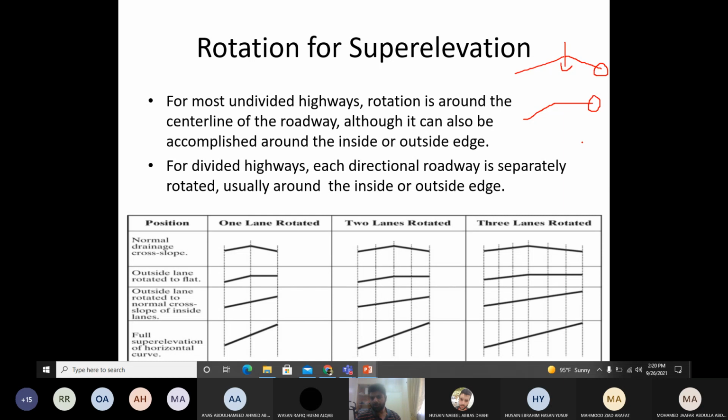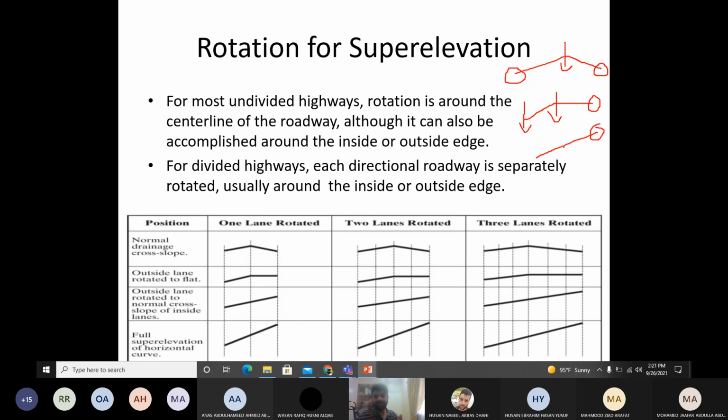Then to go from this to full super elevation, the outside edge will remain as it is. I will reduce the elevation of the center line and the elevation of the inside edge. If you are rotating around the inside edge of the road, then this will remain constant and these two, the center and the outside, will go up. But like I said, for undivided highways, highways without median, rotating around the center line is very common. If you want to rotate around the outside edge or inside edge, I told you how to do it.